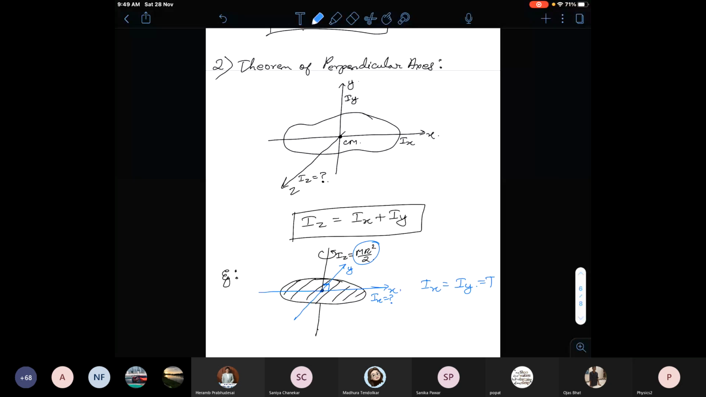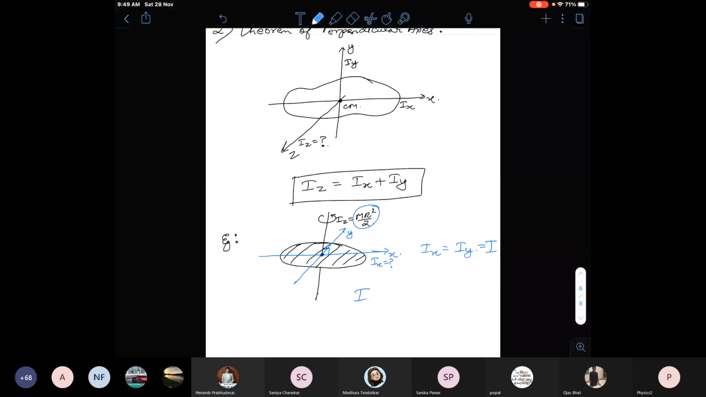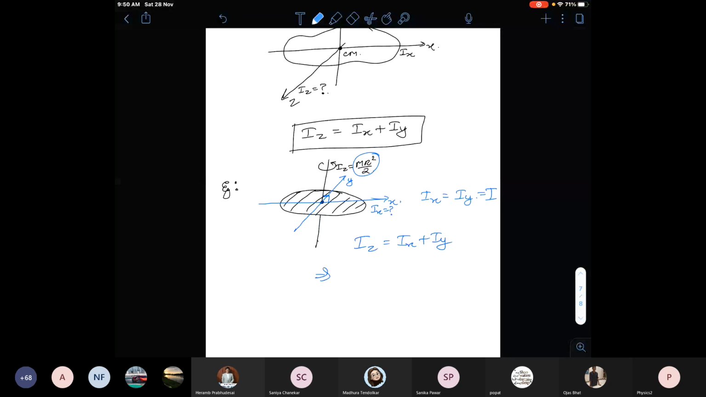So I can let it be equal to I. Let's assume that it is equal to I. So as per the theorem of perpendicular axis, what I can write is that Iz is equal to Ix plus Iy, because z is perpendicular to x and y. So Iz is how much? It is mr square by 2. We already knew that from the formula.